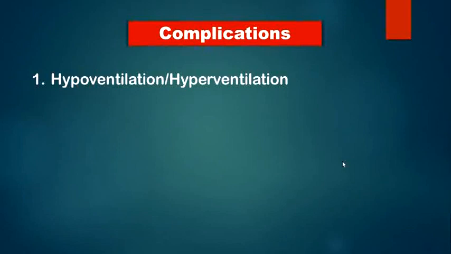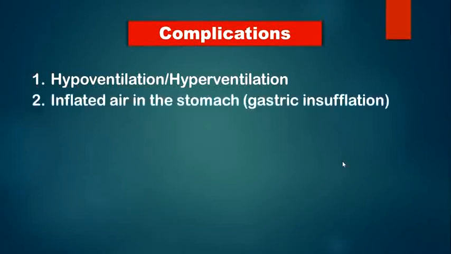Now we talk about the complications of using a BV mask. Hypoventilation or hyperventilation, according to the use. This is a mechanical error that happens in using. It may yield less than the needed O2, or it may yield more than needed, causing hyperoxia. So this is related to how we use the Ambu bag. As we said, air inflated into the stomach causes gastric insufflation, and it may lead to aspiration.